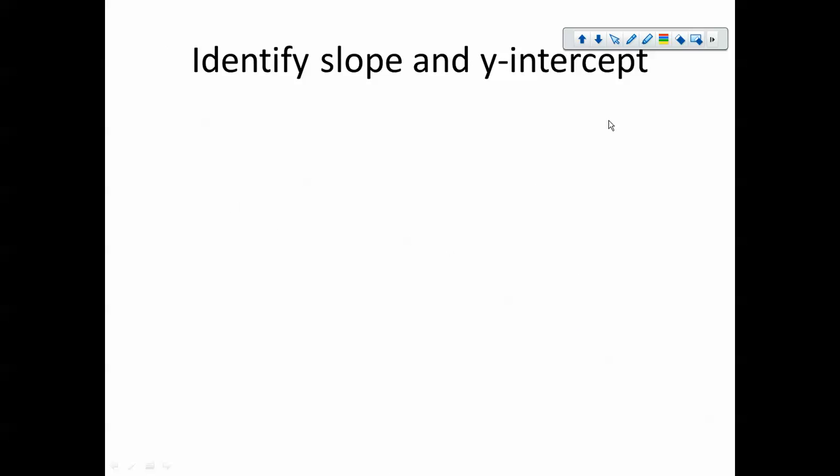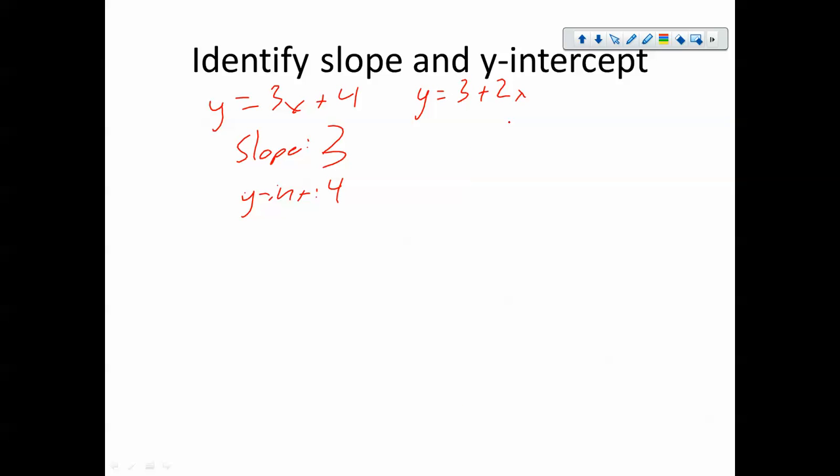I lost my thing. y = 3x + 4. My slope is 3, and then my y-intercept is this number over here that is being added on. Now, we can write the equation like this, and note that my slope is still 2, and my y-intercept is still 3. It's the number multiplying the x that makes the slope. It's the number being added or subtracted that makes the y-intercept.